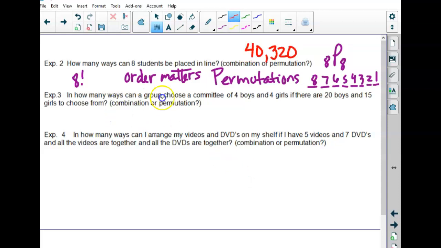Okay. In how many ways can you choose a committee of 4 boys and 4 girls? This is a complex one. If there are 20 boys and 20 girls to choose from. So let's just worry about the boys for a minute. It is a committee question. Order does not matter. Okay. So it is a combination question. So out of the 20 boys, we are going to choose how many? 4. And then out of the 20 girls, we are going to choose 4.